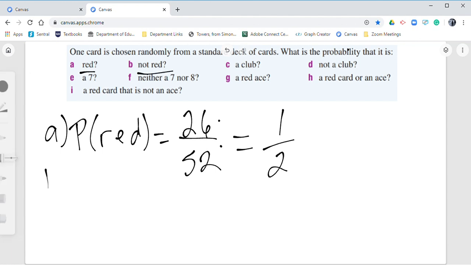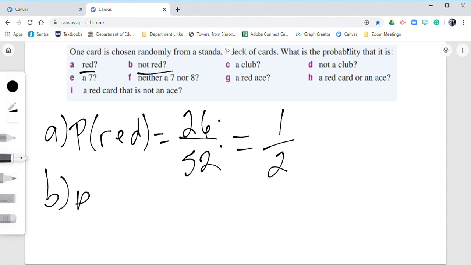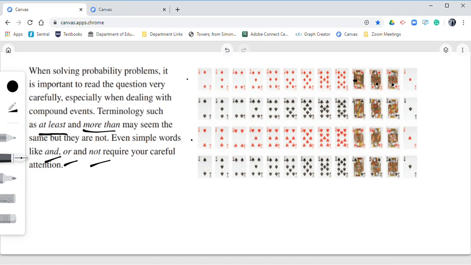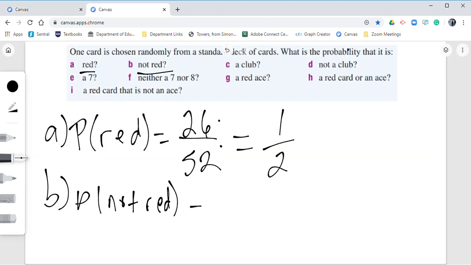What's the probability of something being not red? So the probability of not red, the complement of a red card. Well, again, you know that if half is red, the other half is going to be black. So again, that's going to be half.